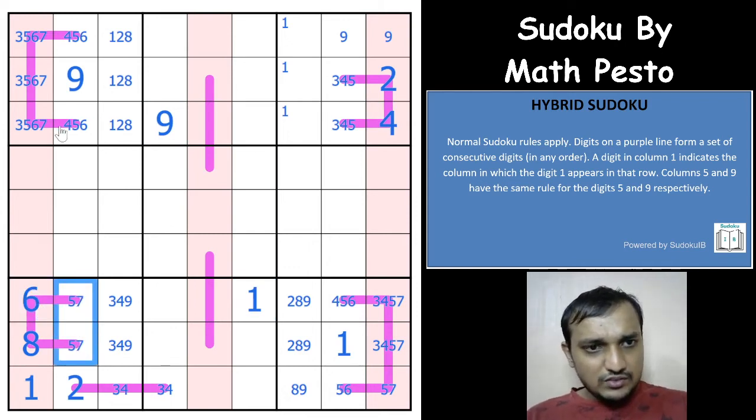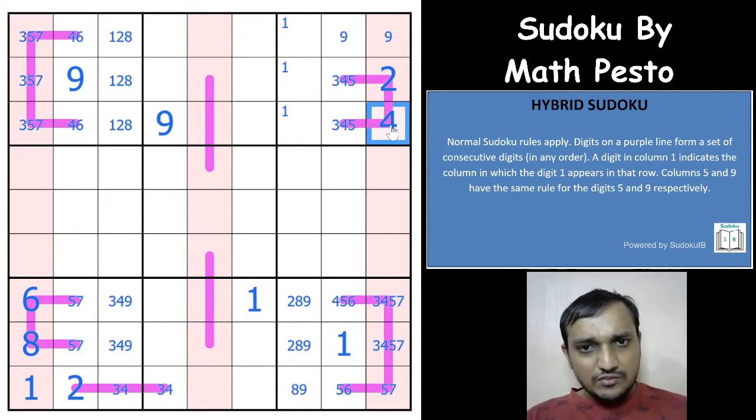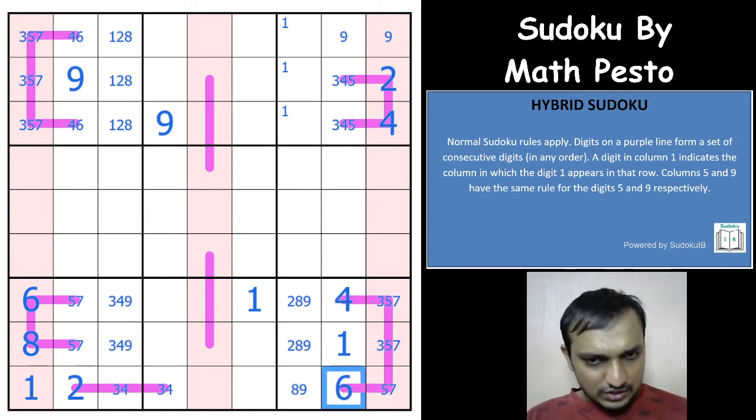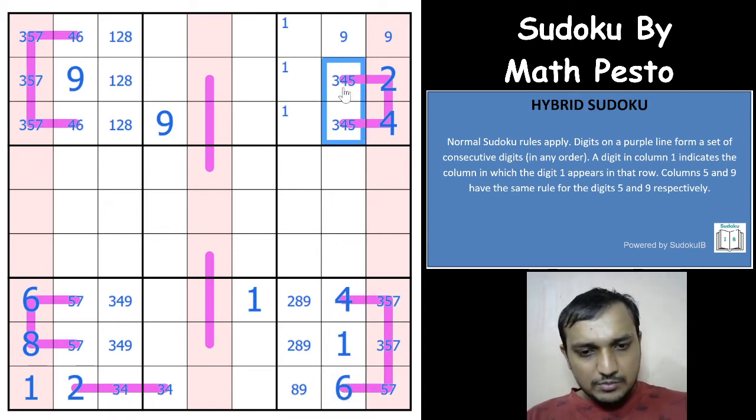That's nice. 5 and 7 will eliminate 5 from this cell. 4 and 6 will eliminate 6 from this cell. Same way this 9 would give you a 4 here. So it eliminates 4 from this cell. 3, 5 and 7. Which means this cell would have to be a 4, this cell would have to be a 6. That 4 eliminates 4 from this cell.